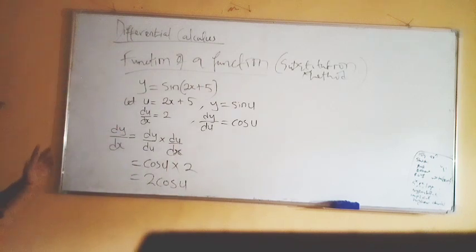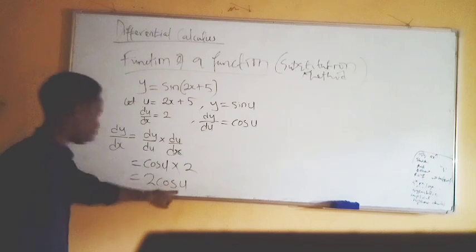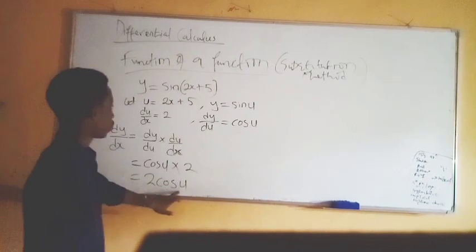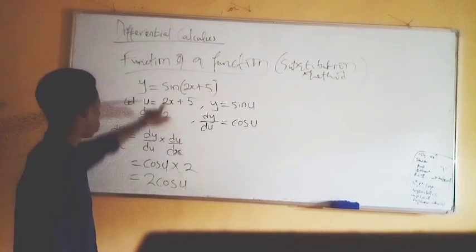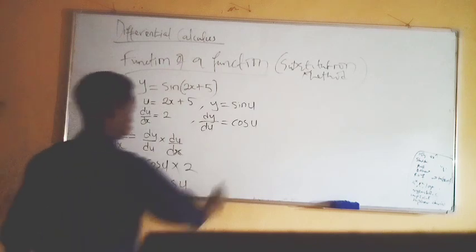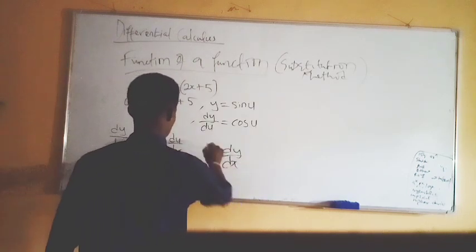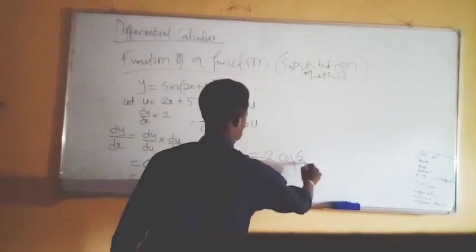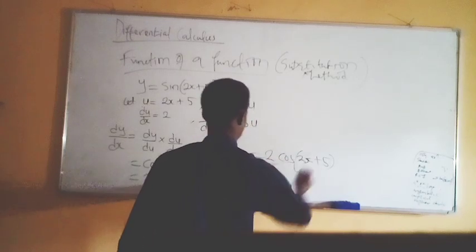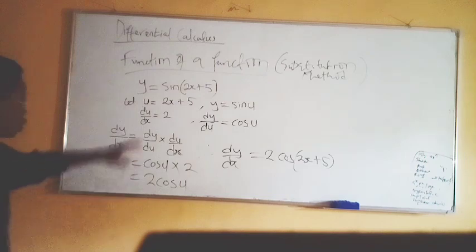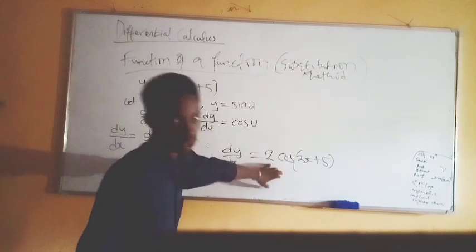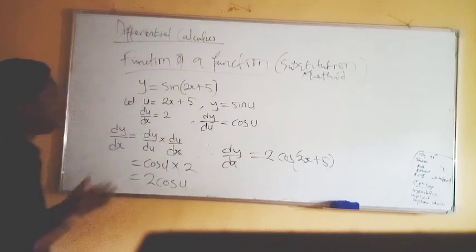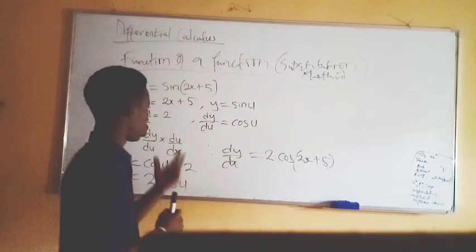Now there's just something that is remaining here. We are looking for this function in terms of x because y is a function of x, not u. So what is our value of u in the initial equation? 2x plus 5. Therefore, our dy/dx is equal to 2 cos(2x plus 5). So that solves the answer. If we differentiate, this is what we are going to get.